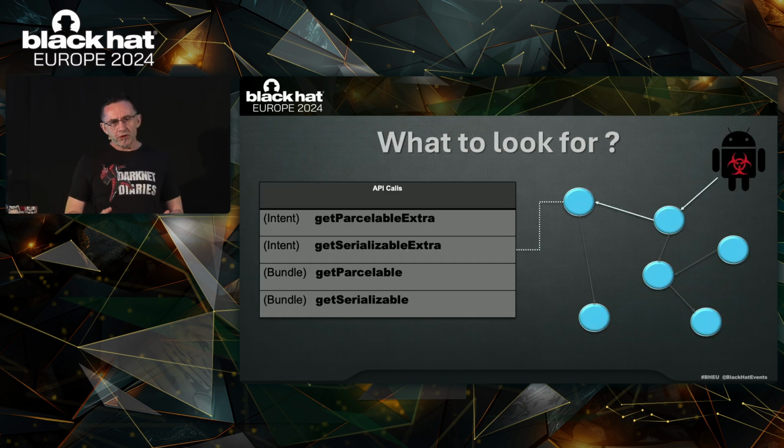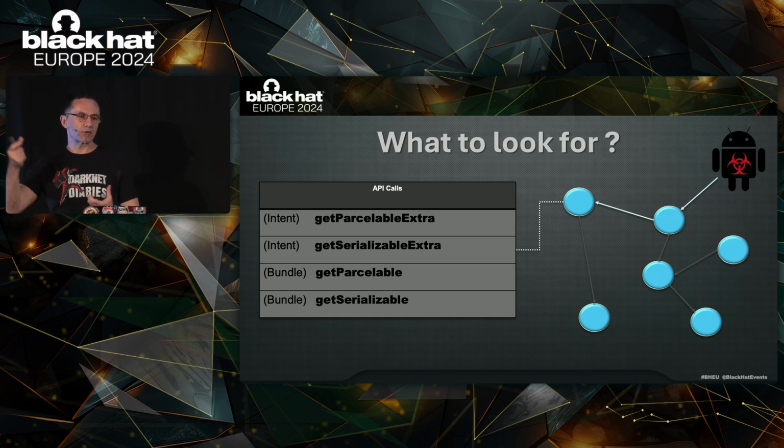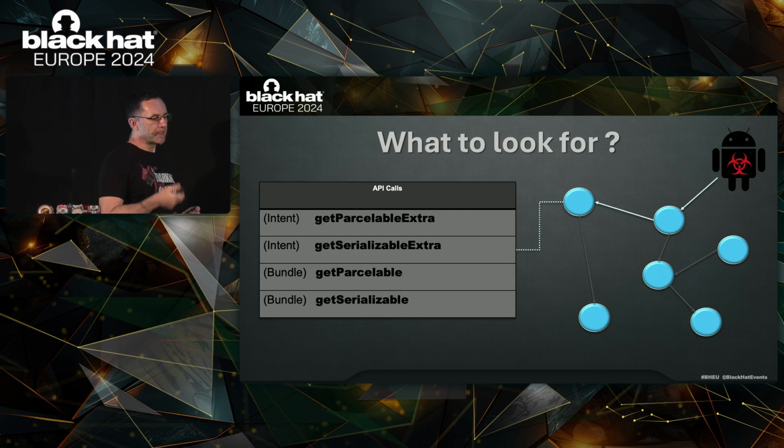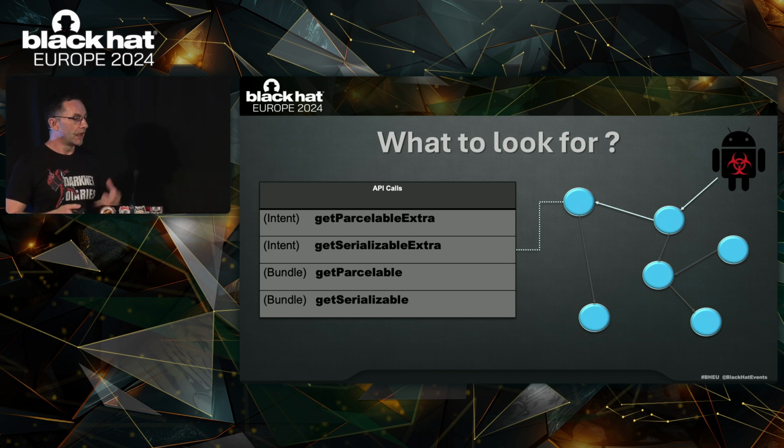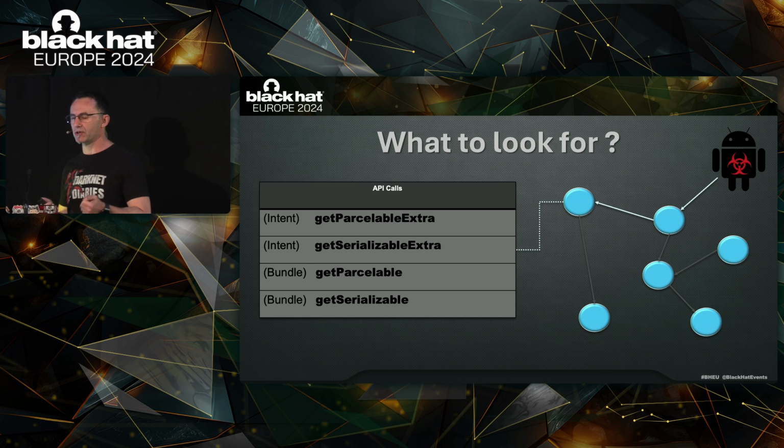So what we are looking for, when we're looking for this kind of vulnerabilities, are specific API calls within exported components, or components which communicate with exported components, with the idea that these kinds of objects may originate from an external entity. When we're dealing with intents, we're looking for getParcelableExtra or getSerializableExtra. When we're dealing with bundles, we're looking for getParcelable or getSerializable, and so on.